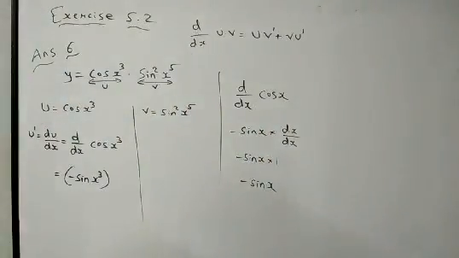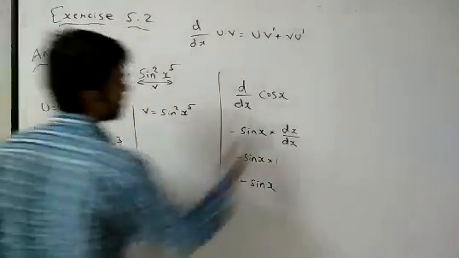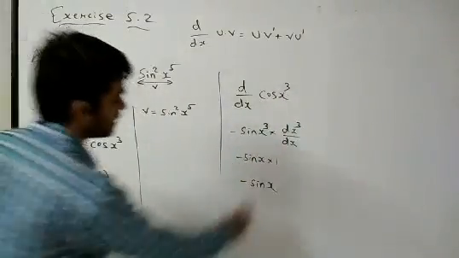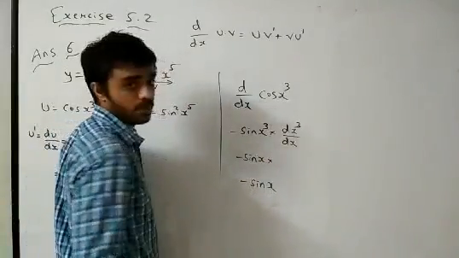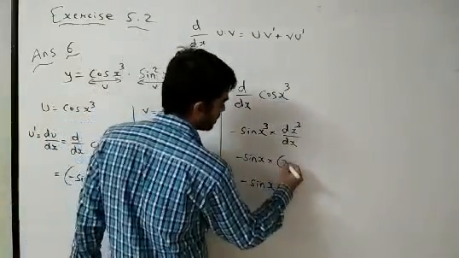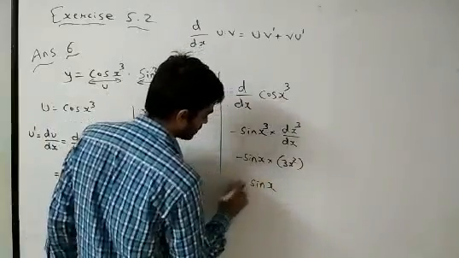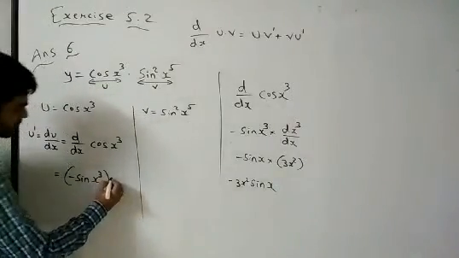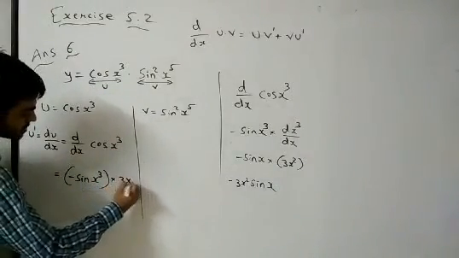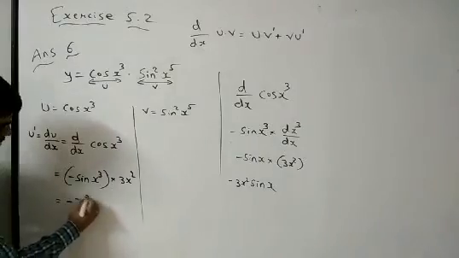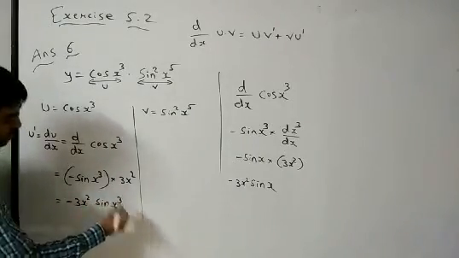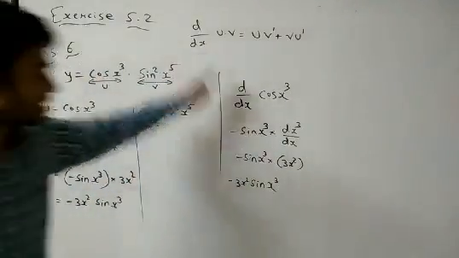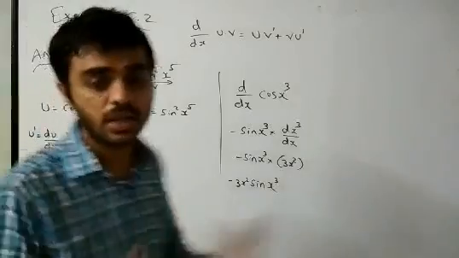So our answer we are getting is minus sin. Here what happens is x cube, so now we have to change this. Derivative of x cube is 3x square. So minus 3x square sin x cube will be your answer. If you understand this concept, then your derivative is clear to you now.